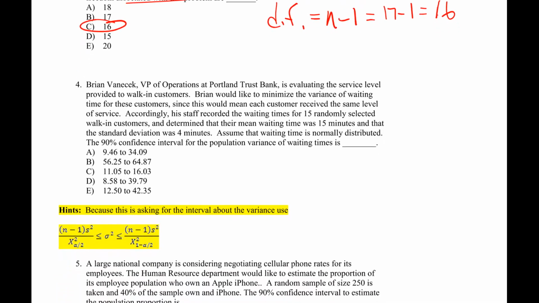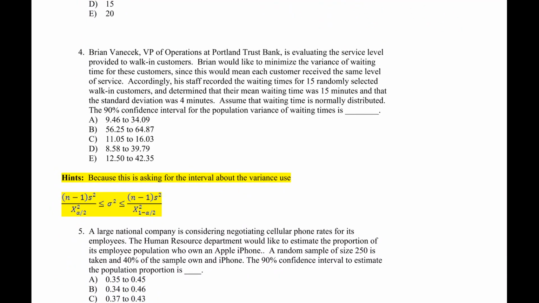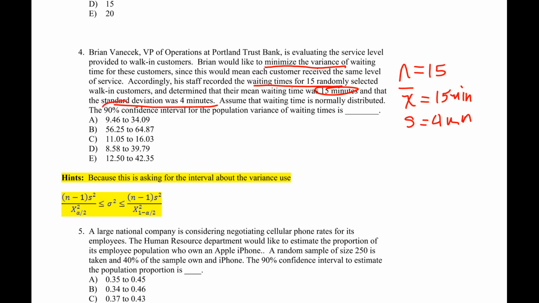All right, then it says we're evaluating the service level provided to walk-in customers. Minimize the variance of waiting time for these, since that would mean each customer received the same level of service. According to his staff, they recorded the waiting times for 15 randomly selected walk-in customers and determined their mean waiting time was 15 minutes. Got a lot of 15s here. And the standard deviation was 4 minutes. Assume the waiting time is normally distributed. Find the 90% confidence interval for the population variance.